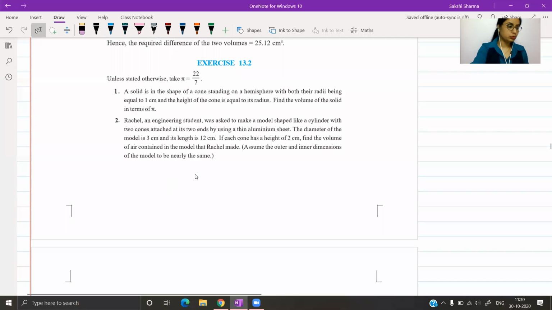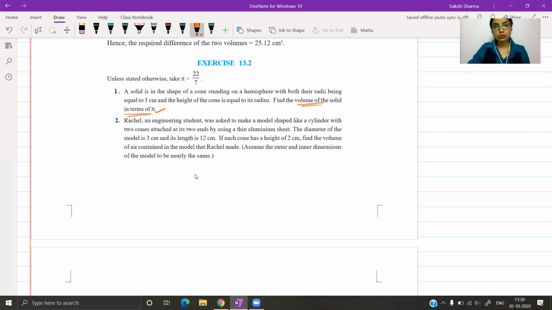Exercise 13.2, it's on page 247. Use pi as 22 by 7 unless stated otherwise. First question, a solid is in the shape of a cone standing on a hemisphere with both their radii being equal to 1 centimeter and the height of the cone is equal to the radius. So height of the cone is equal to the radius, which is equal to 1 centimeter. So the height will also be 1 centimeter. You have to find out the volume of the solid in terms of pi. Pi's value will not be substituted.